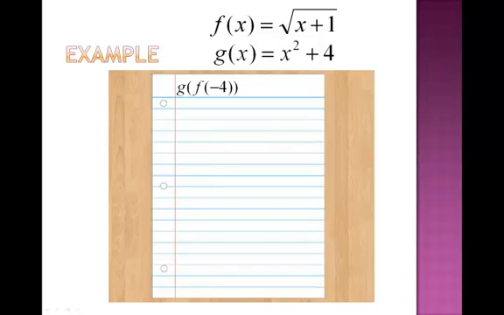Well, if negative 4 is not in my domain, what other things are not in the domain? What other values can I not use?